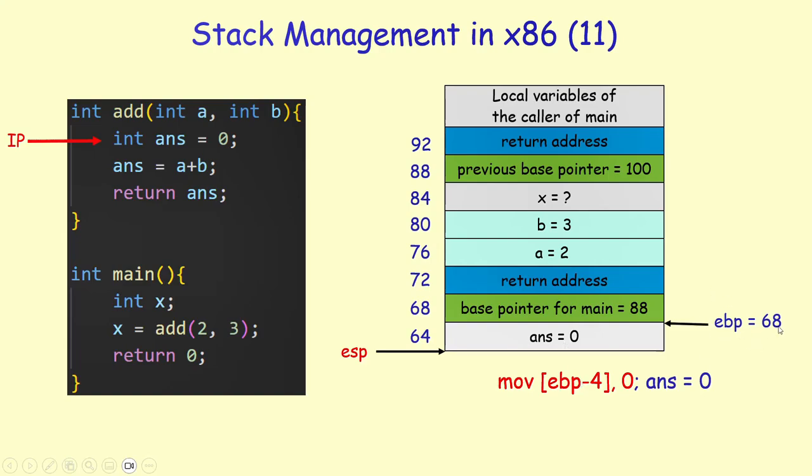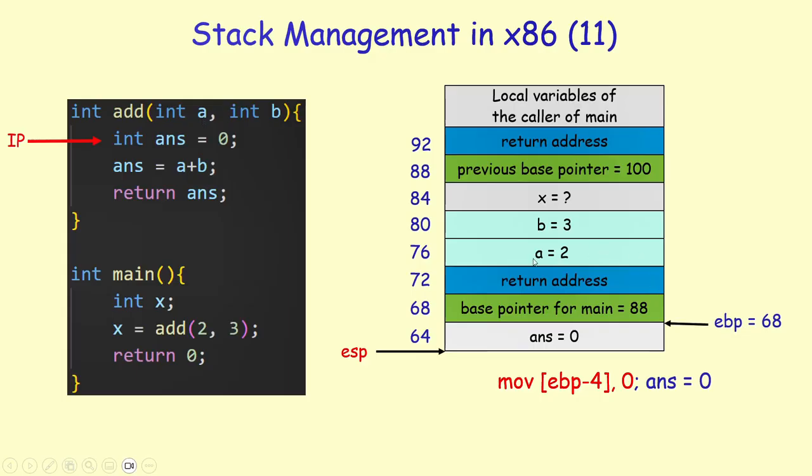So EBP is equal to 68 in my example, and the address of the first local variable ANS is 64. If I just subtract 4 from this value, I'm getting the address of the first local variable. I don't have it in this example, but if I had another local variable, let's say x, that would have had an address of 60, and that would have been EBP minus 8. And the third local variable, if we had it, would have been EBP minus 12, and so on. So you can now see that the purpose of the base pointer is like an anchor point that we use to get the address of the local variables and also the parameters.